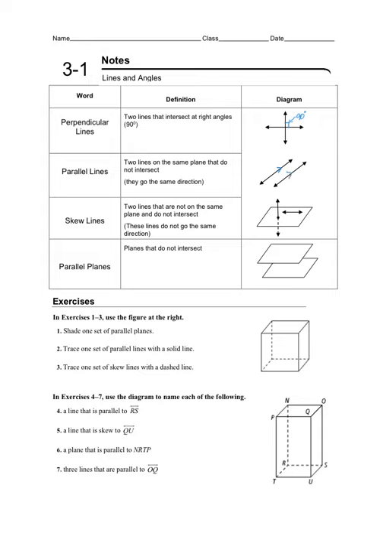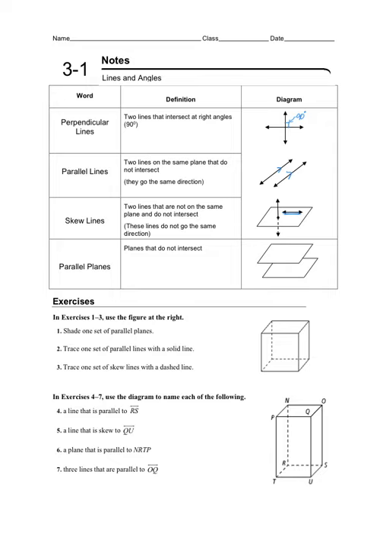The next word is skew lines. So skew lines are two lines that are not on the same plane and do not intersect. So these lines don't go in the same direction, but they still don't intersect. So in that picture, I can see that I have a line going side to side here in the back, and then one up front that goes up and down. And that dotted line just means it goes through the plane.